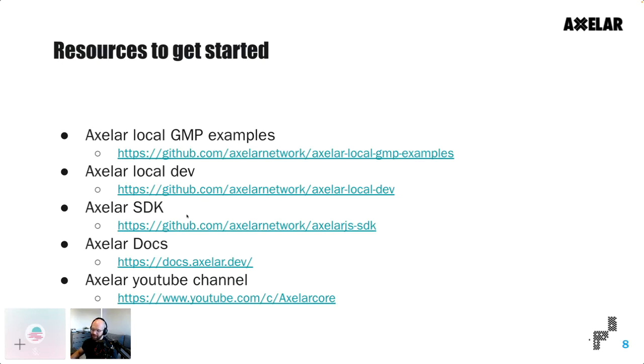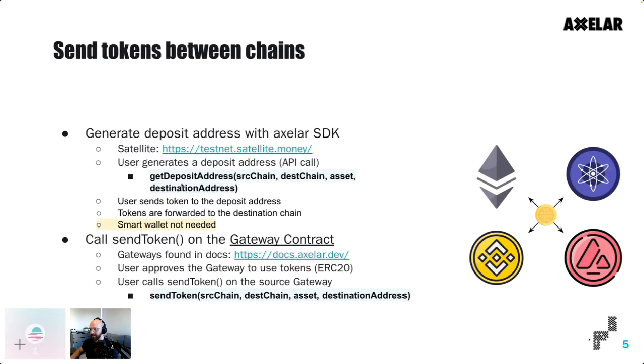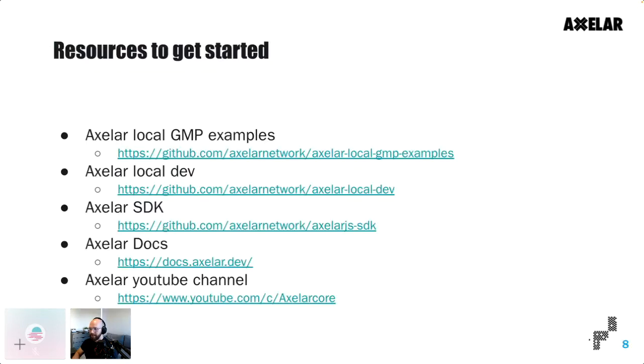You also have the Axelar SDK that I have mentioned already. It has some utility functions. One of the most important ones is the getDepositAddress function, which allows you to get a deposit address, so you can transfer your token to that deposit address and Axelar will forward it to the destination chain. And of course, you have the Axelar docs and the Axelar YouTube channel. I would recommend the YouTube channel because we have published quite some content there, and a lot of what I'm explaining here is already published there.